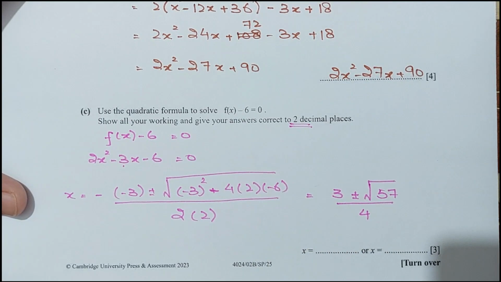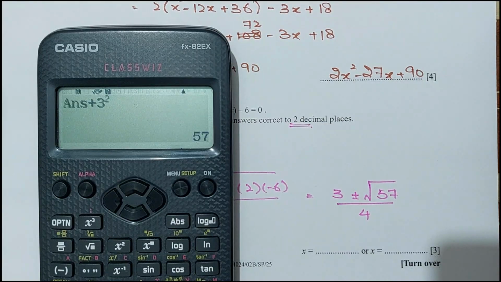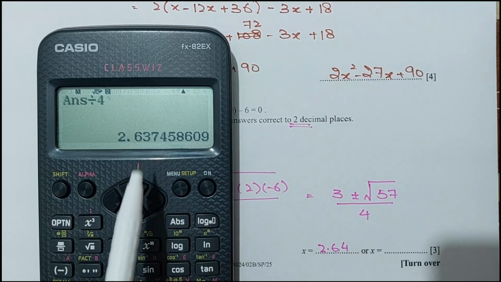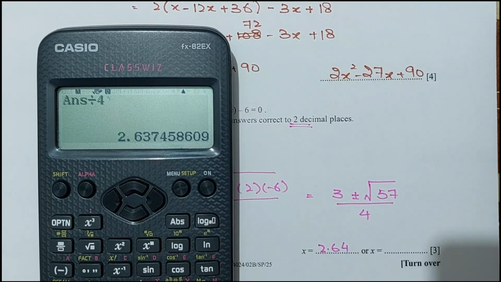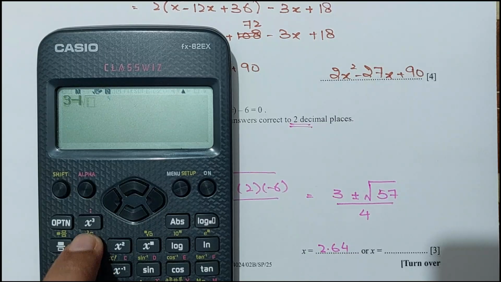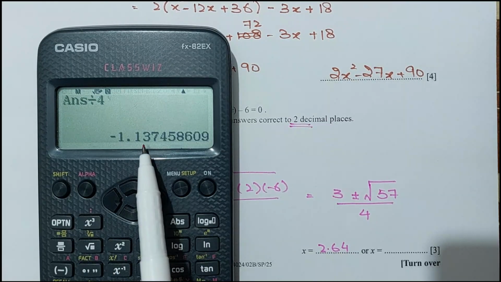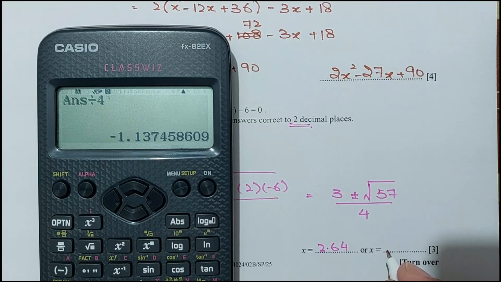Now we have two solutions, with the positive and with the negative. We have to find up to 2 decimal places. So let's do this. 3 plus root 57 divided by 4, 2.637, 2.64 if you round it to 2 decimal places, right? The second is 3 minus root 57 divided by 4. This is minus 1.14. You have to round to 2 decimal places.